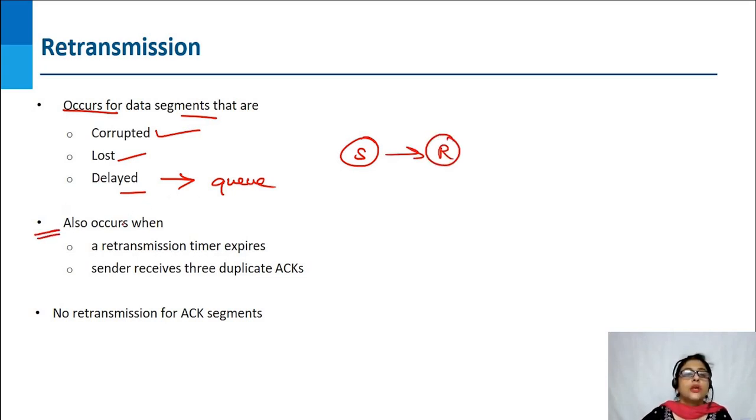Retransmission also occurs when a retransmission timer expires. We will look into this with some example scenarios. And at a time when the sender receives 3 duplicate ACKs, there also retransmission occurs. There should not be any retransmission for the acknowledgement segments.